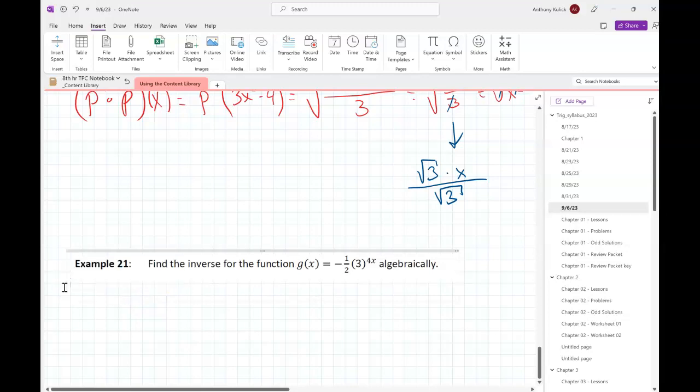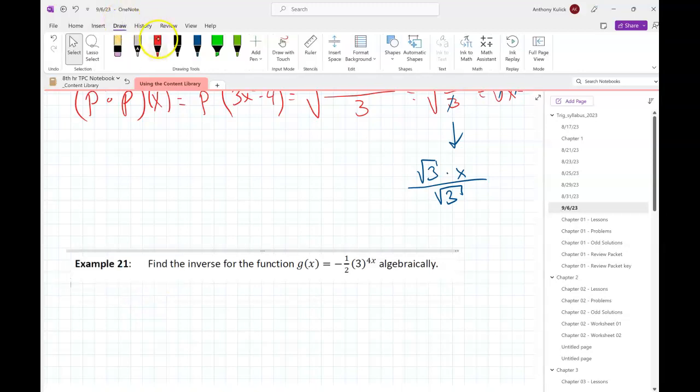Let's take a look at this one. What do you notice that's different about this one than all the previous ones? Well, it's got a fraction, I guess, but we had a fraction with the rational function too. The x is in the exponent. Very good. That is the thing that you want to notice here. All right. So first step is we want to get that x by itself. What should I do?